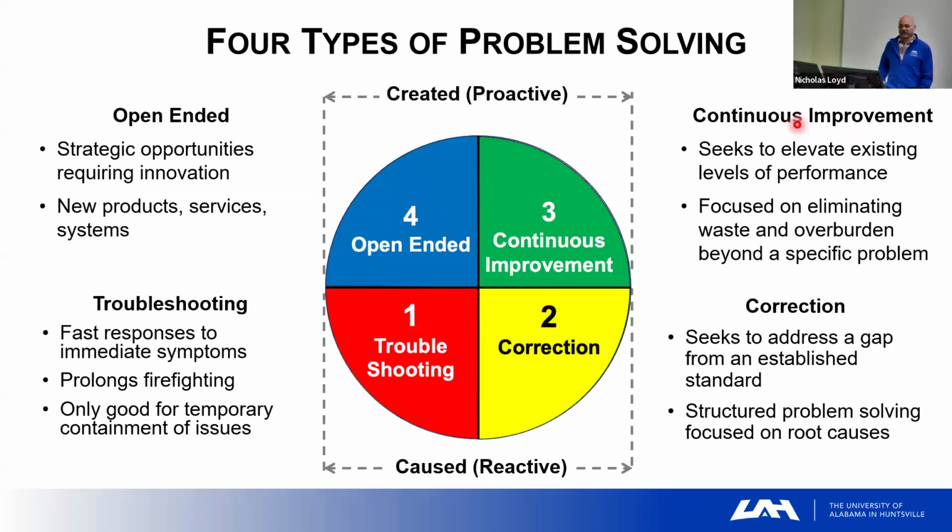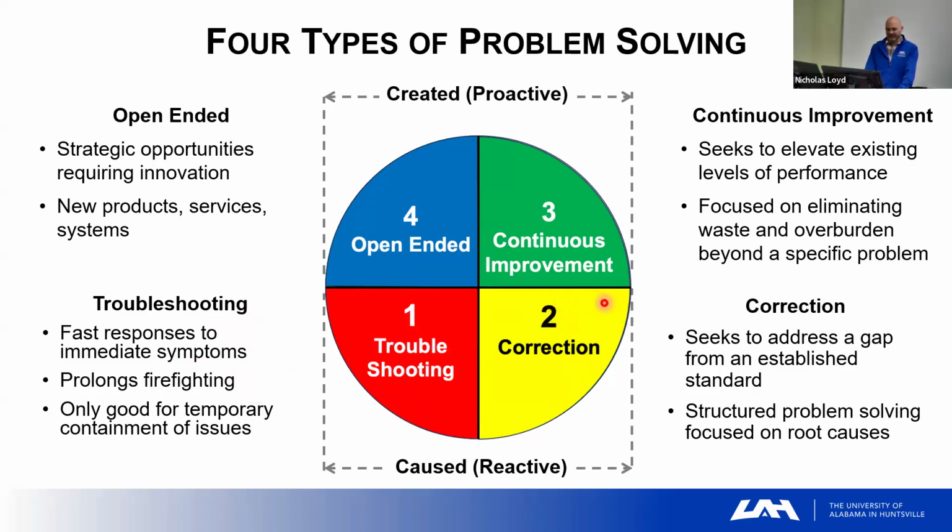So there's potentially 4 types of problems. Types 1 and 2 are ones that are caused or reactive problems. And there's 2 ways to react to those. One is by troubleshooting, which means reacting when there is a problem by just patching up the symptom. And that usually is only effective to deal with temporary situations until you can get a permanent solution in place.